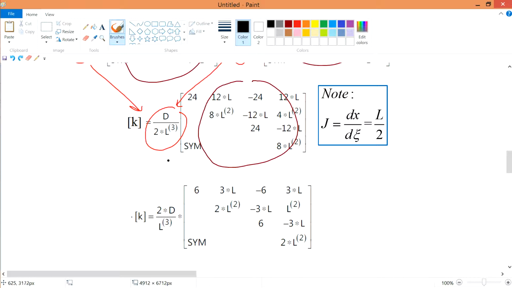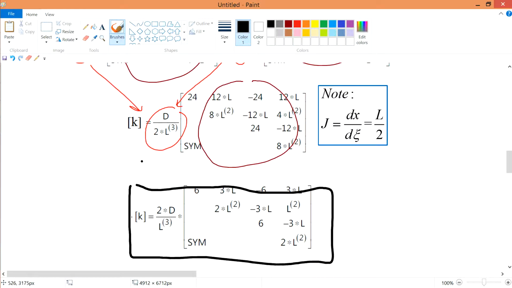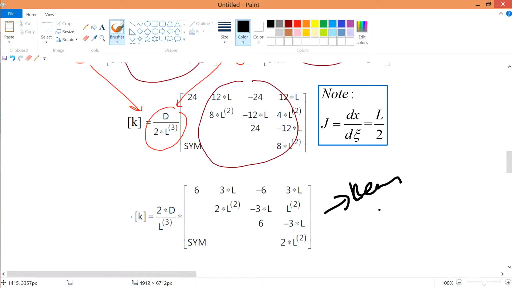If I factorize out 4, I'll have 4 times all this. So it's just 4, and 4 times d also. I'll just bring this 4 to the side together. So 4 and 2 cancel, I have 2 over here, 2d over L cube. Therefore, the general equation for our stiffness matrix is this one, 2d over L cube. So this is for your beam stiffness matrix.